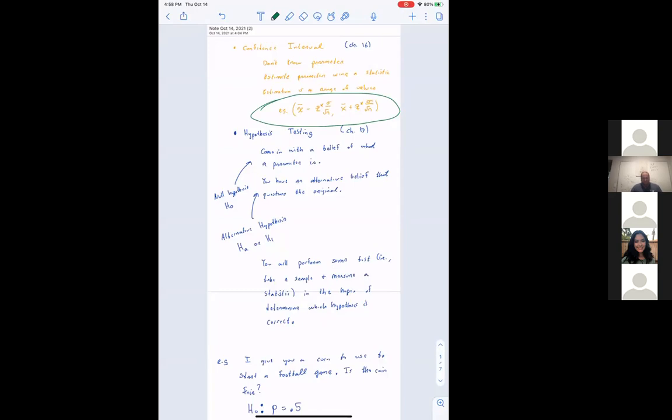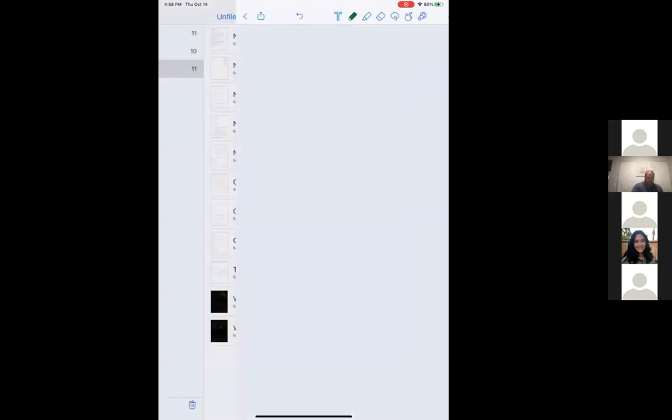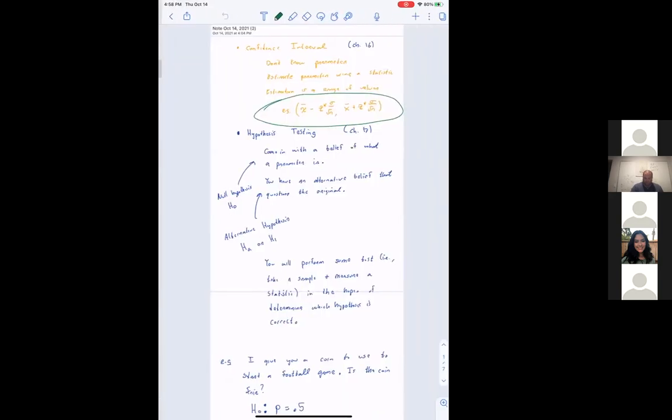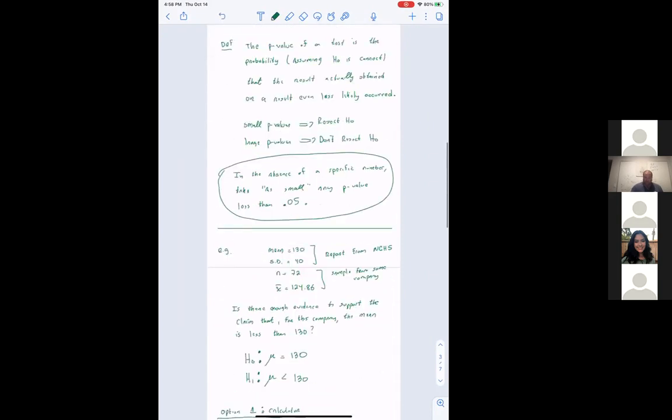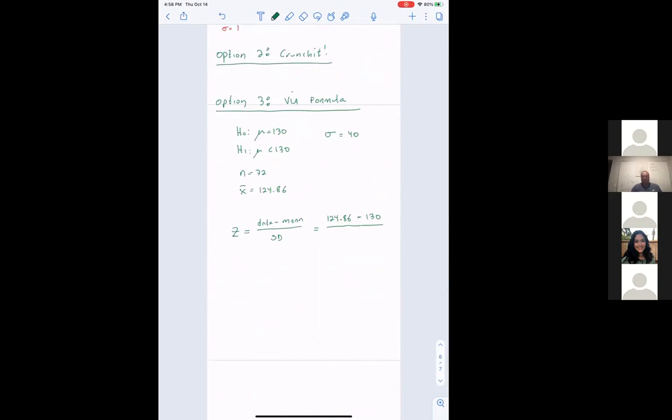X bar minus z star sigma over what? Over root n, not over n, sorry, over root n. Over the square root of the sample size. The standard deviation of a sample is the original standard deviation divided by the square root of the sample size.